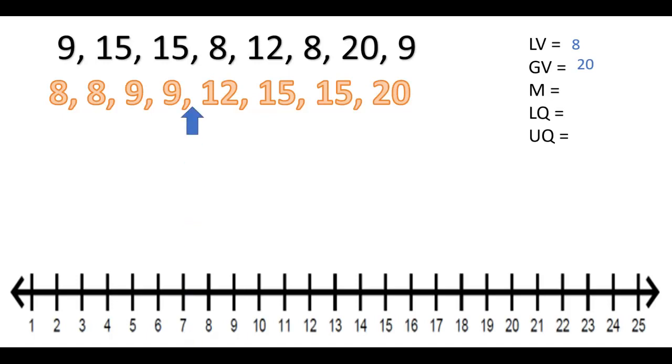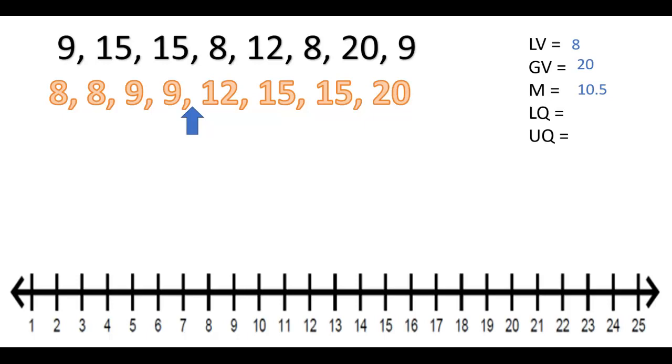Oh, since we have an even number of numbers, we've got something between 9 and 12. Well, we've got 9, 10, 11, 12. Still need to go in between. 10 and 11, that would be 10.5. Now we have our median.